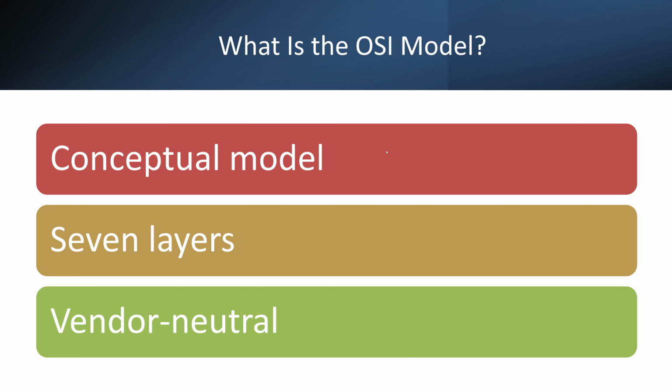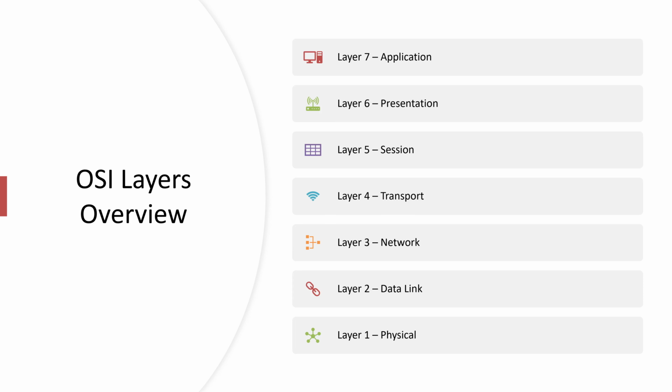Now, the OSI model consists of 7 layers from bottom to top. They are physical, data link, network, transport, session, presentation, and application. Data starts at the application layer on the sending device and moves down the layers. On the receiving device, data moves up the layers in the reverse order. Each layer adds or removes information as the data passes through.